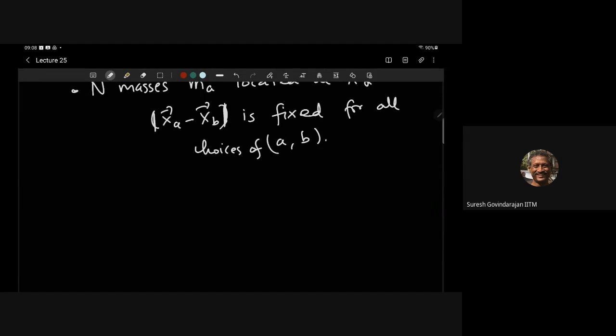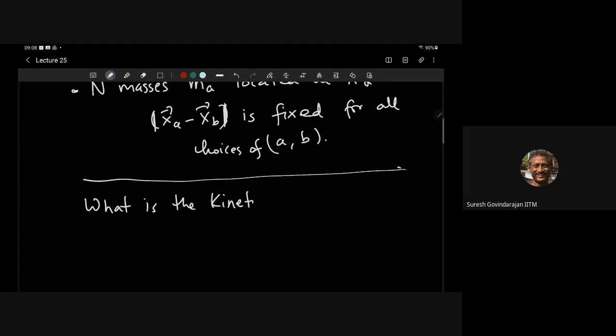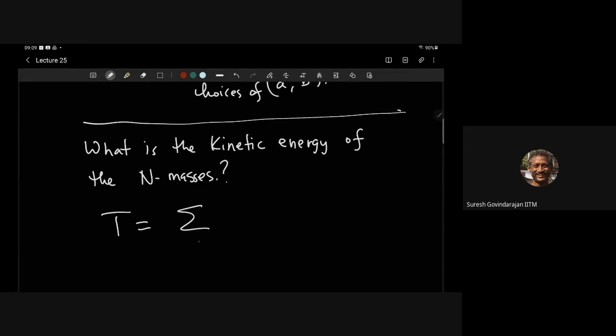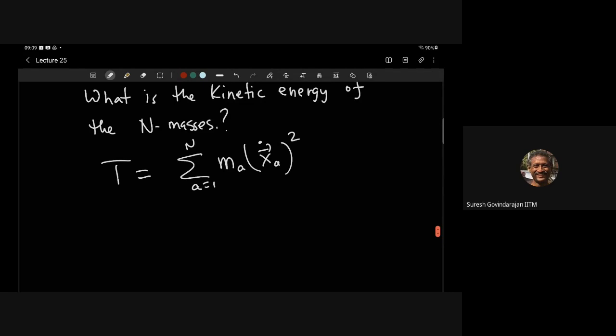But if we don't put in this constraint, we will put it in later. But for the moment, we will ask what is the kinetic energy. Okay, it's very simple. We'll use an index a, a goes from 1 to n. There are n masses, m_a, vector x_a dot squared, and this is the kinetic energy. Is this clear? Even if it were not a rigid body, it could be n particles in an ideal gas, and this would still work. So this is nothing deep.